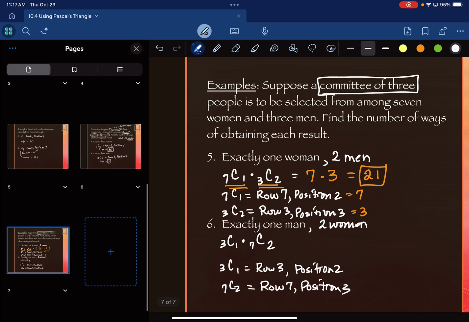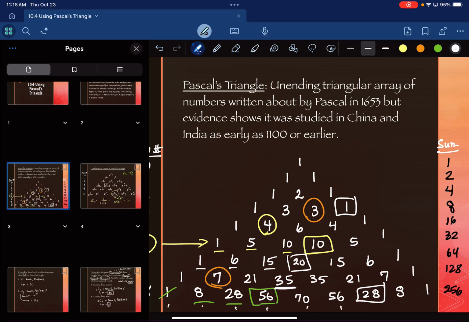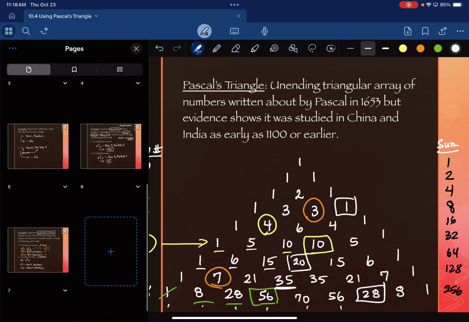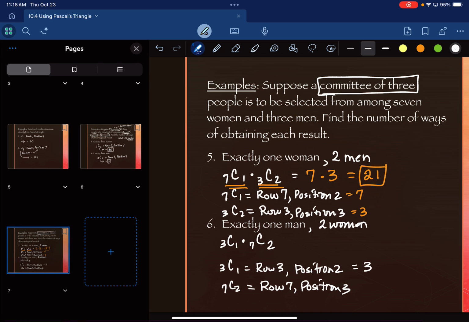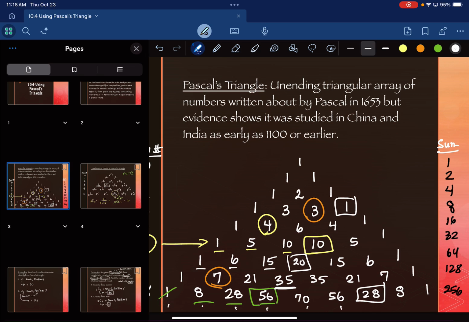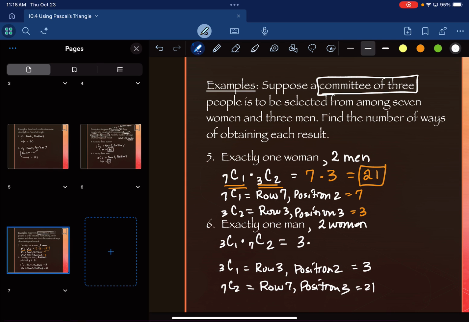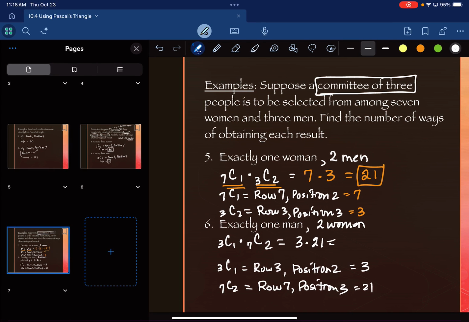Okay, what were my values? I had 3C1. So row 3, position 2 is 3. So this one's 3. And then row 7, position 3. So row 7, position 3 is what? Is that one 21? Yeah. So row 7, position 3 was 21. And so back up here, I would multiply those values together. So 3C1 is 3. 7C2 is 21. 3 times 21 is 63.